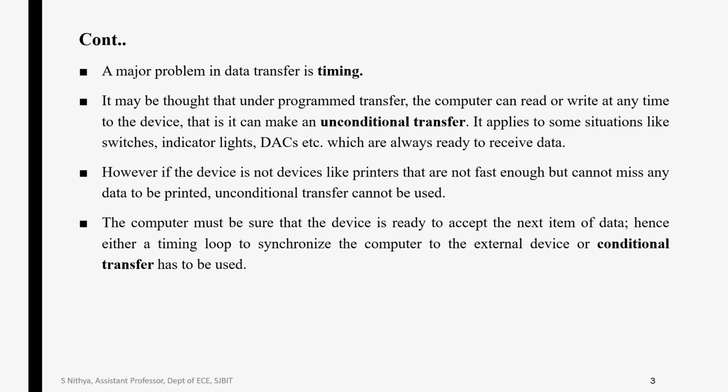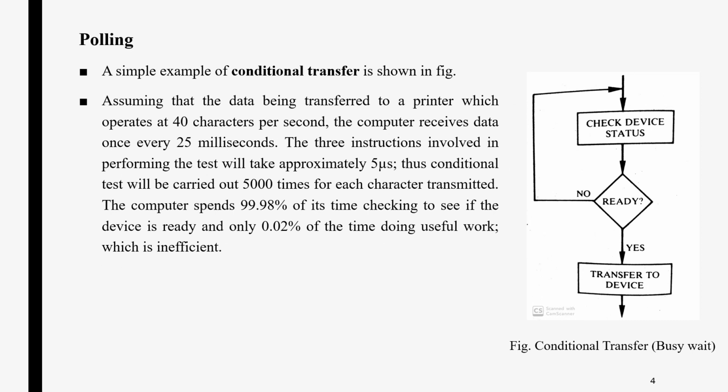However, a device like a printer is not fast enough, and it cannot miss any of the data to be printed, so the unconditional transfer cannot be used. The computer must be sure that the device is ready to accept the next item of data. Hence, either timing loops to synchronize the computer to the external devices or the conditional transfer has to be used. One of the concepts used here is the conditional transfer, which is a polling concept.